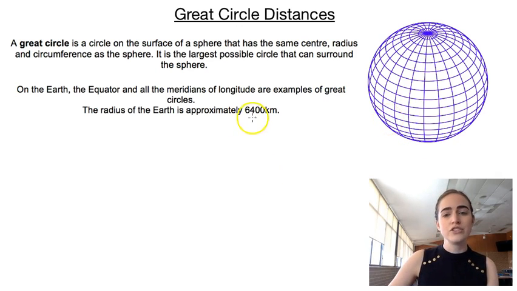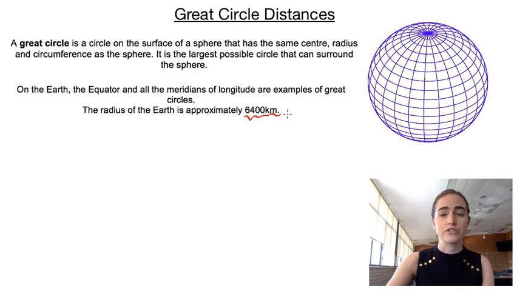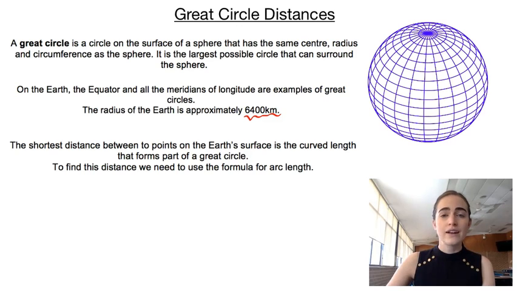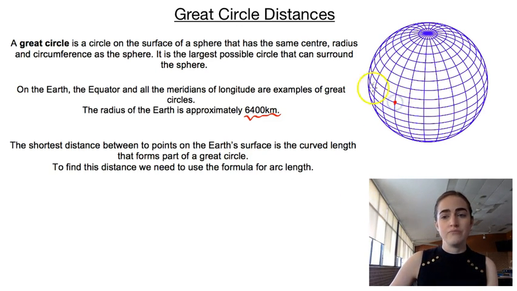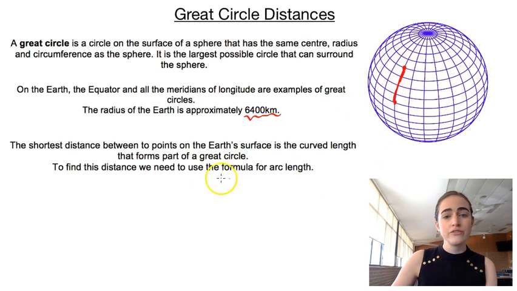The other piece of information that you need to know is that the radius of the Earth is exactly 6,400 kilometers. So what we want to have a look at in this video is how we can find the shortest distance between two places on the Earth. So say we had a location there and we had another location up here. The shortest distance between those two will be this curved distance along that meridian. So it's going to be the curved length that forms part of a great circle.